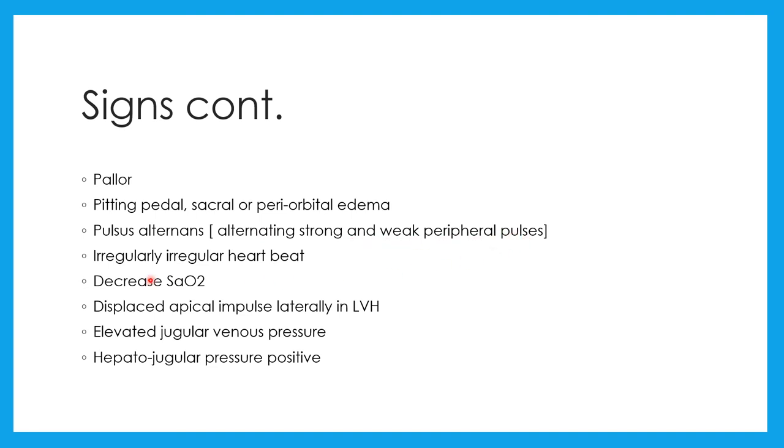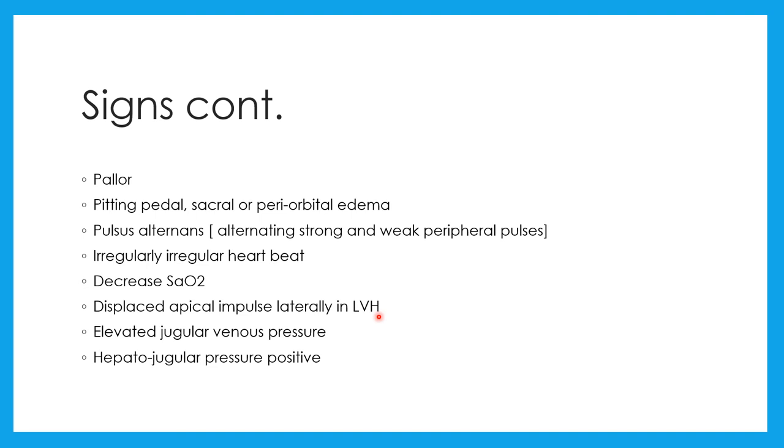Could be pain. Irregular heartbeat. No good medical student, tell me what I'm talking about. Yes, you're right. Atrial fibrillation. O2 sat withdraw. Apical impulse could be displaced laterally in left ventricular hypertrophy, but not in all heart failure cases.